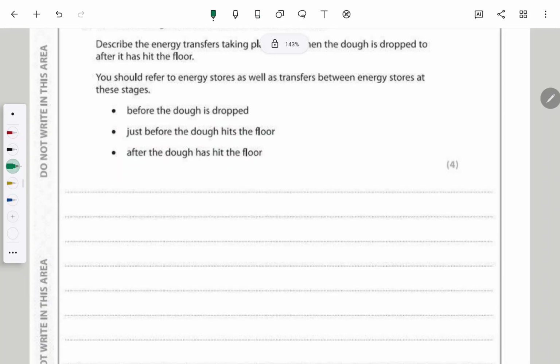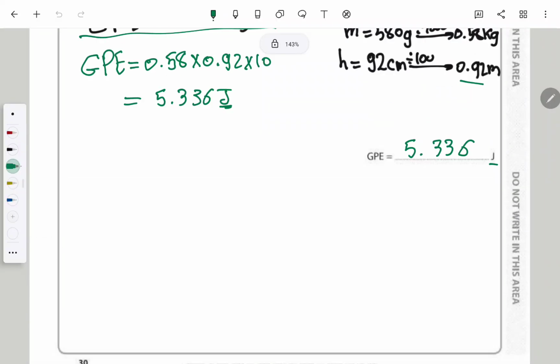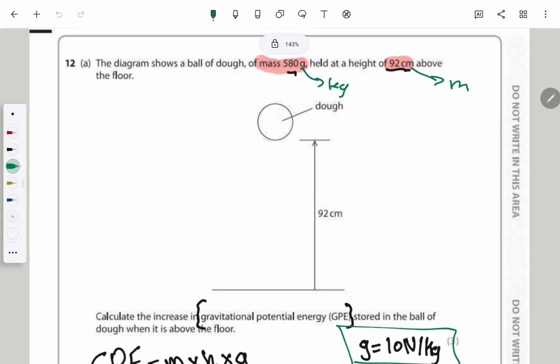And we're starting off from the first point, which is before the dough was dropped. Checking by the diagram up here, you can see that it's held at a high point. It's not moving, so it doesn't have kinetic energy before it's dropped. But there is height and there is gravity trying to pull it down, so it does have gravitational potential energy. And those are the two stores that you can consider now.